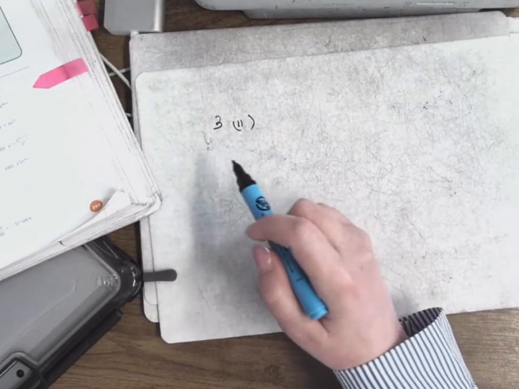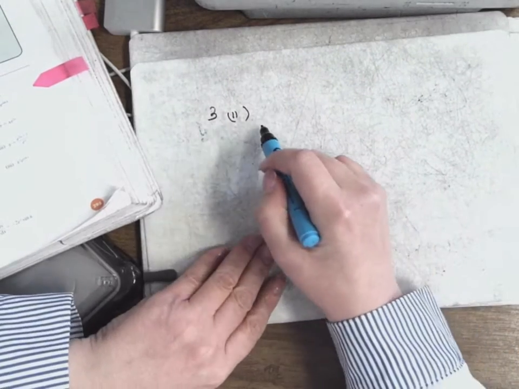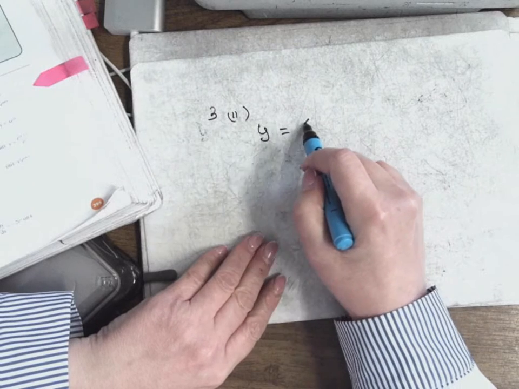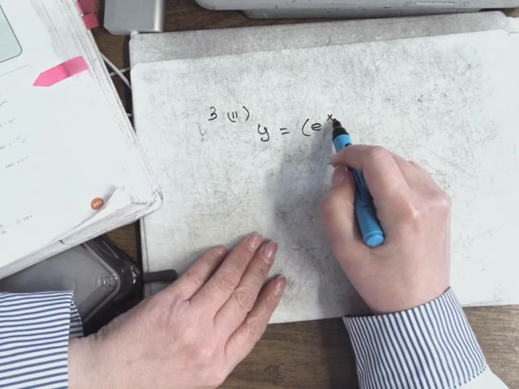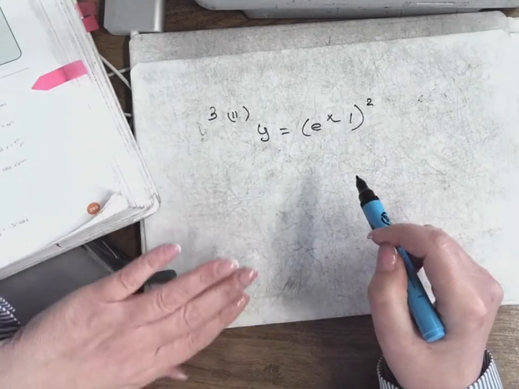So 3 part 2 was y equals e to the power of x minus 1, all to be squared. This is the chain rule, girls, okay?